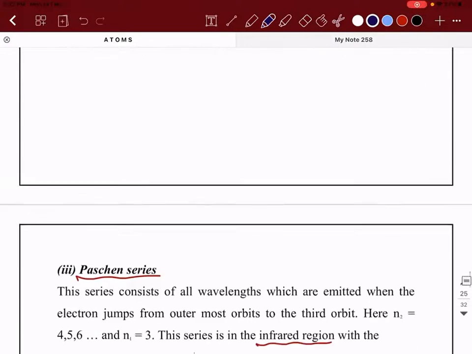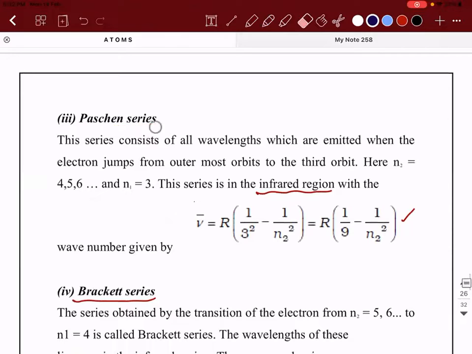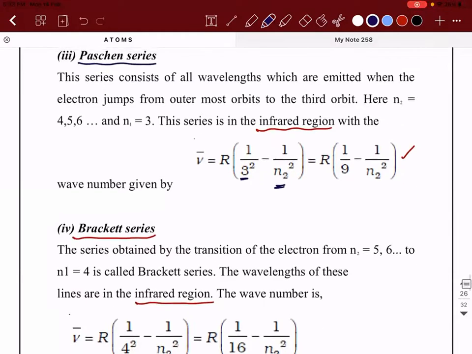Similarly, if I talk about the Paschen series, the electron jumps from a higher orbit to the third orbit. Then it becomes R into 1 by 9 minus 1 by n2 square. And this series corresponds to the infrared region.